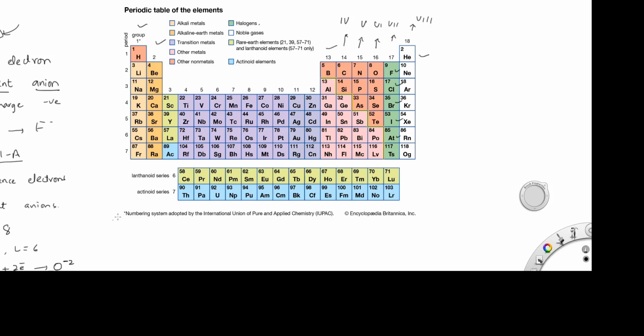Similar is the case with group 5A. So we can easily predict what happens in group 5. If we are working in group 5, this can be easily predicted that they would have 5 valence electrons, and then in order to become stable, they need to have 3 more electrons added, so they would become trivalent anions.